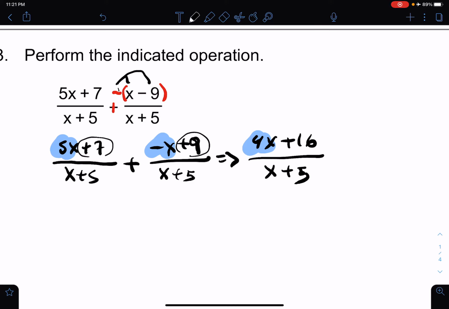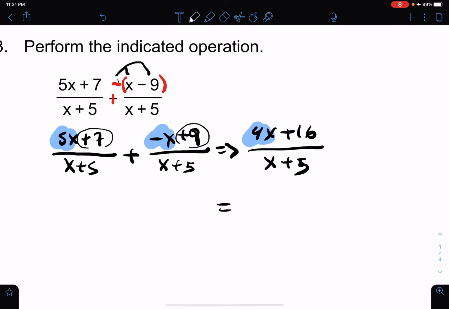So now our next step is to factor out a 4. And you know, I meant to put this in MyLab to see how they respond to this. Usually, you can see that there's a common 4 to factor out. So we factor out a 4 and we have 4 times the quantity x plus 4 over x plus 5.